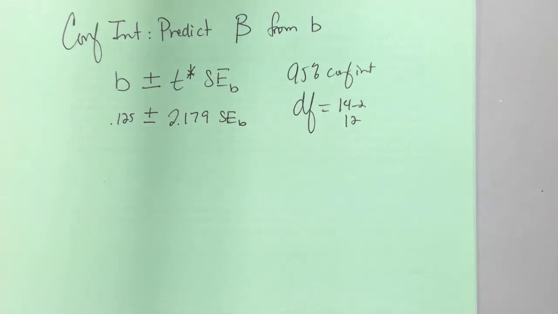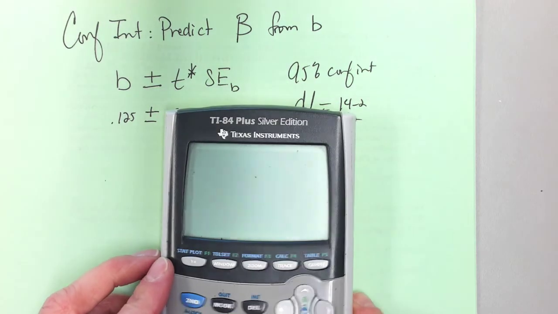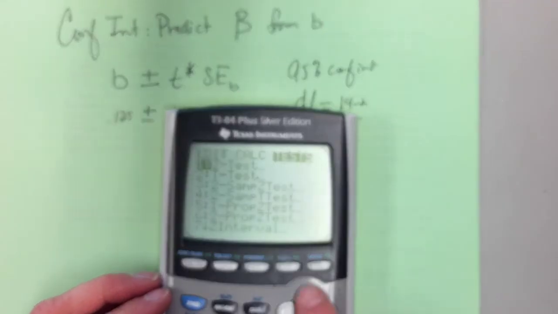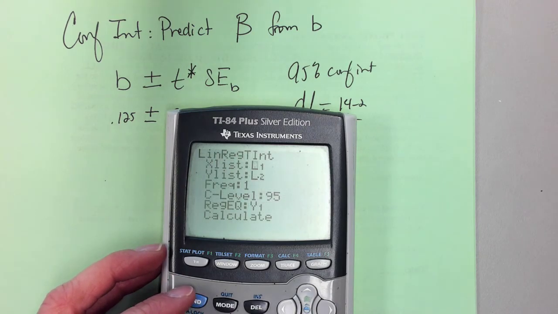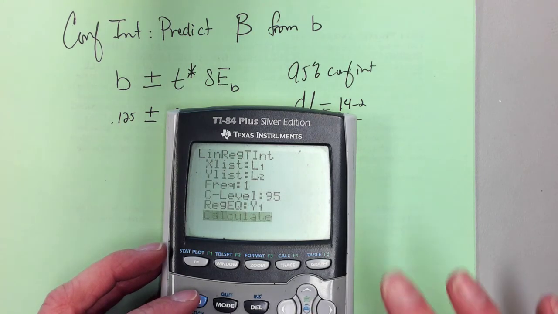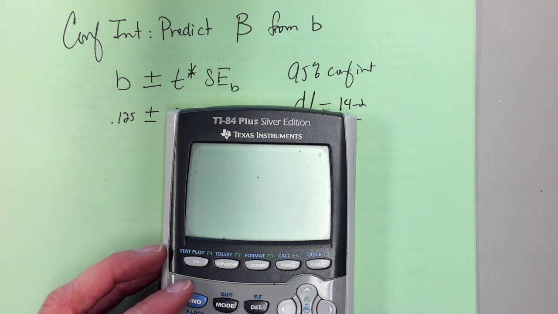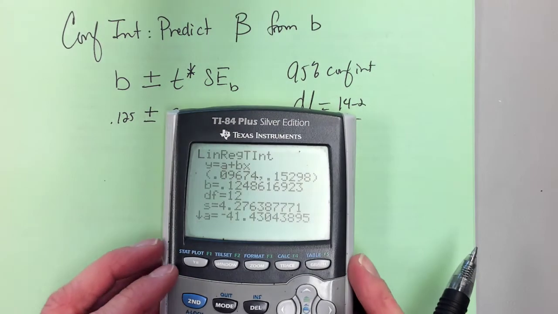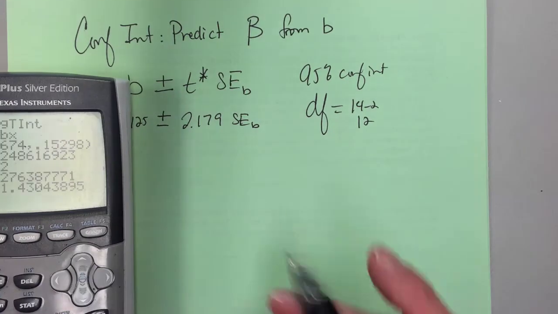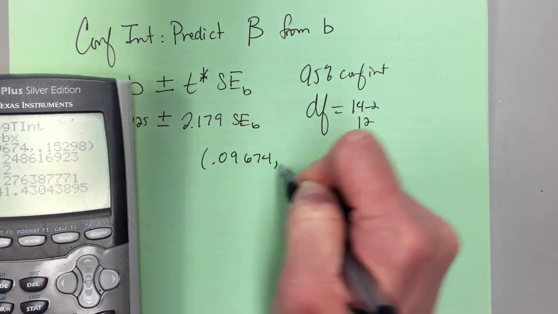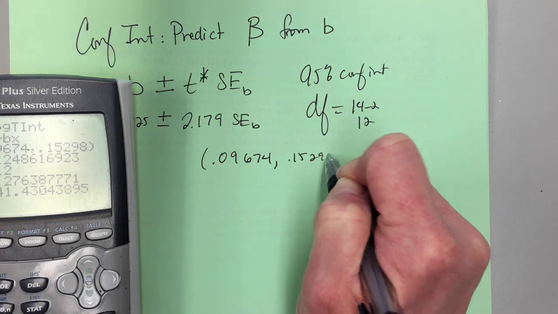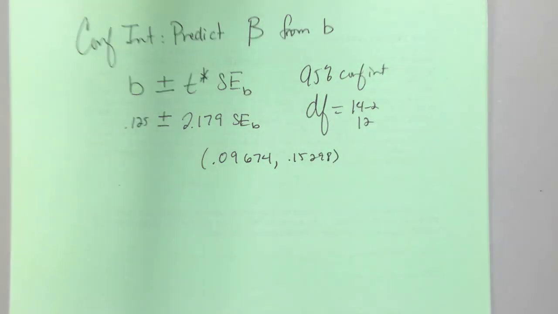We would never calculate the standard error of B, but what we can do is turn on our calculator. Go to Stat, go to Tests. All the way on the bottom is LinRegTInt. L1, L2, 95%. Guys, you can do this. Hit enter. It took a second to think. We have 0.09674 to 0.15298. That's our confidence interval.